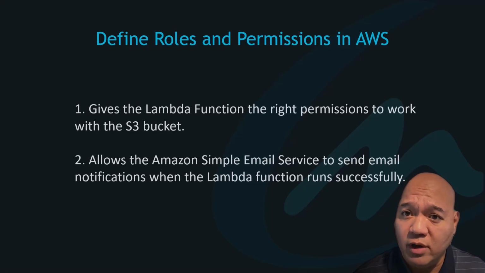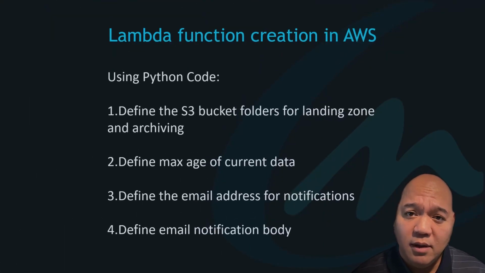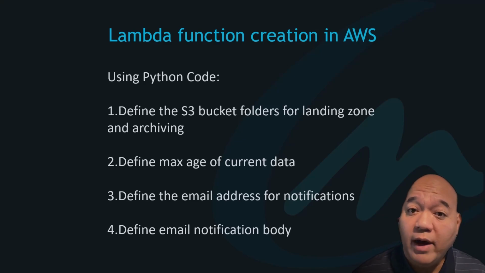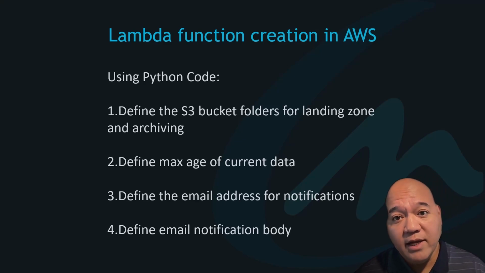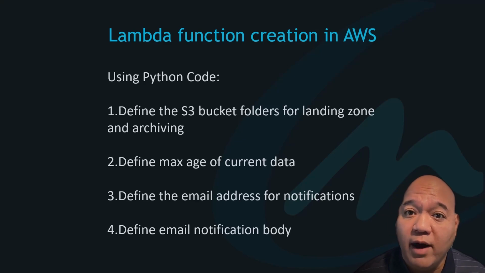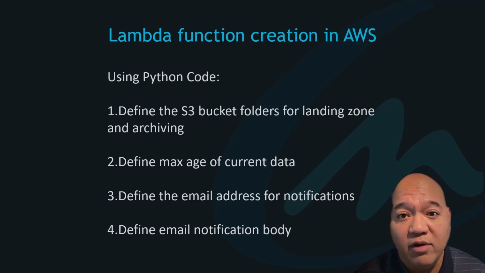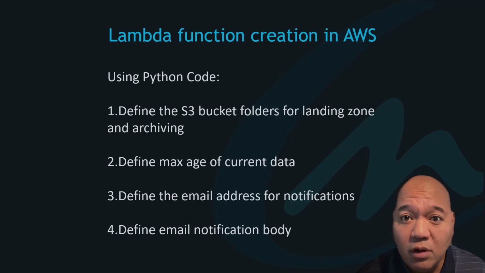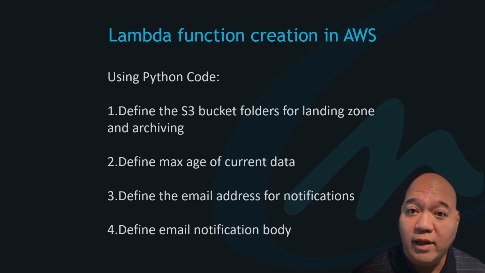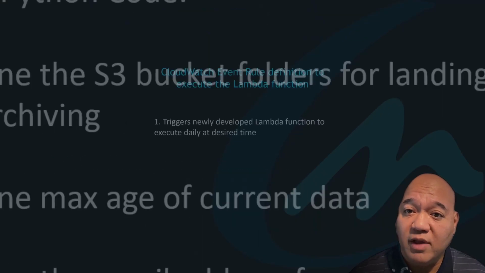With step 1 all sorted out, it's time to roll up our sleeves and jump into step 2, Python scripting. Here's the game plan. First, we'll define our S3 bucket and get specific about the target folders, giving them meaningful names like LZ and archive. Next, we set up the 7-day threshold for when files are ready to move to the archive folder. After that, we'll drop the email address where all the important notifications will land. And to finish our configuration, we'll craft the perfect email message to greet the admins with.